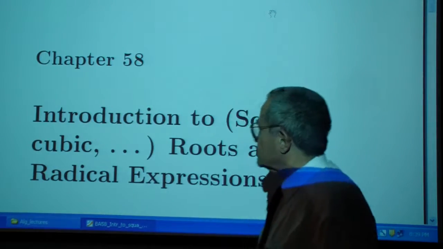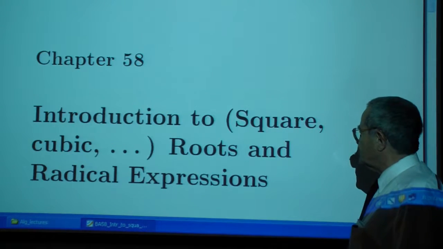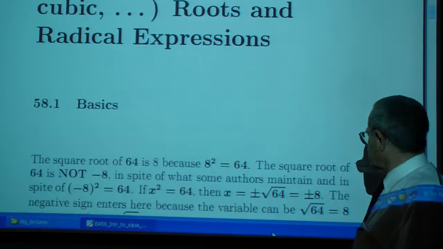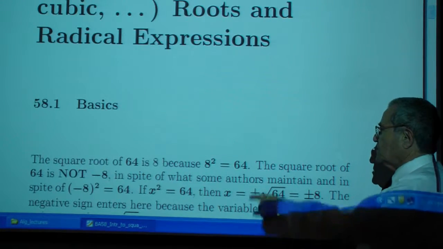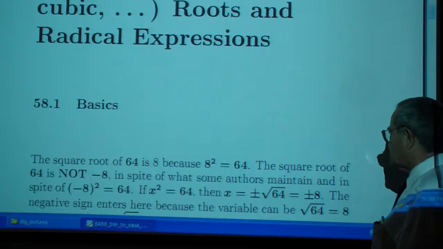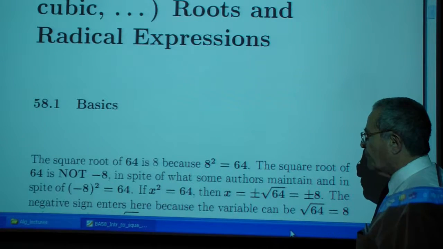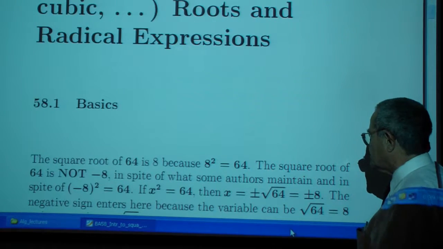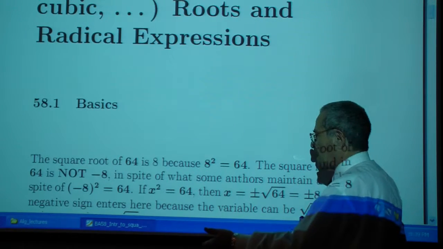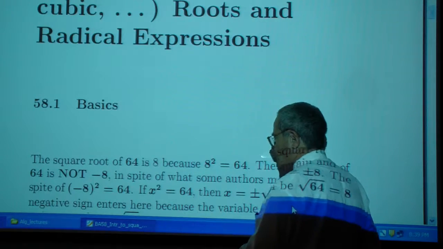Chapter 58, Introduction to Square Roots, Cube Roots, and so on, and Radical Expressions. The basics. The square root of 64 is 8 because 8 squared is equal to 64. The square root of 64 is not negative 8, in spite of what some authors maintain, and in spite of negative 8 quantity squared being negative 8 times negative 8, which is 64.